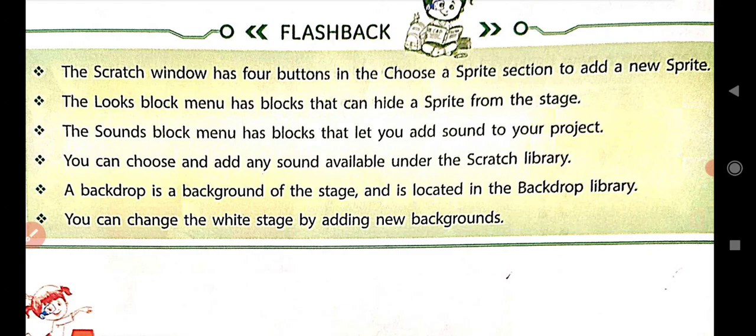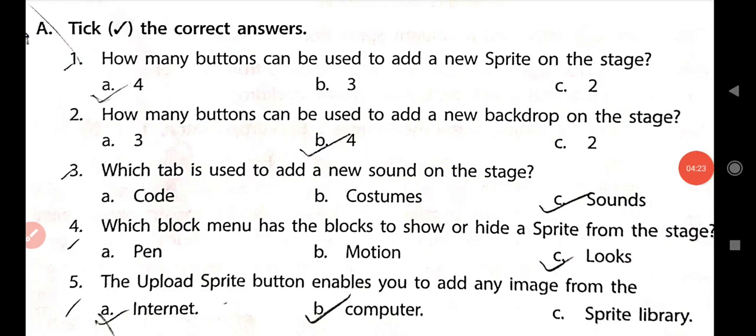Multiple Sprites. So let's start the exercise. The first exercise is: tick the correct answer. In this, how many buttons can be used to add a new sprite on the stage? I repeat again, how many buttons can be used to add a new sprite on the stage? And the answer is 4. It means we have 4 buttons which are used to add a new sprite on the stage.